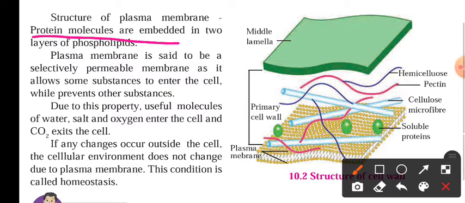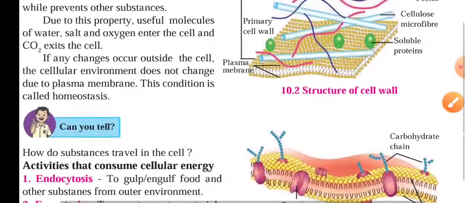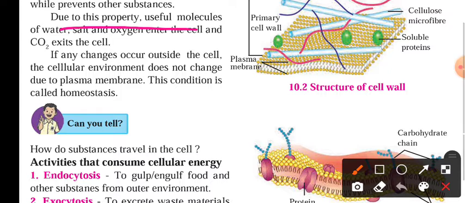The plasma membrane is said to be a selectively permeable membrane, as it allows some substances to enter the cell while preventing other substances. Selectively permeable means it allows only a few materials to enter inside, and for the others it acts like a barrier. Due to this property, useful molecules of water, salt and oxygen enter the cell and CO2 exits the cell.